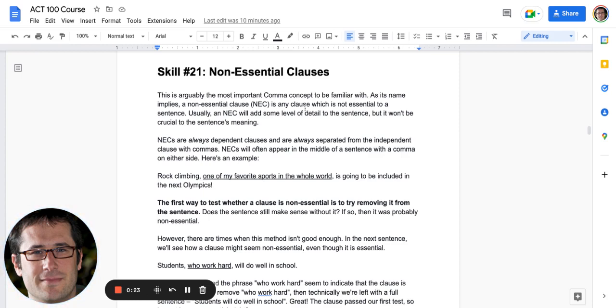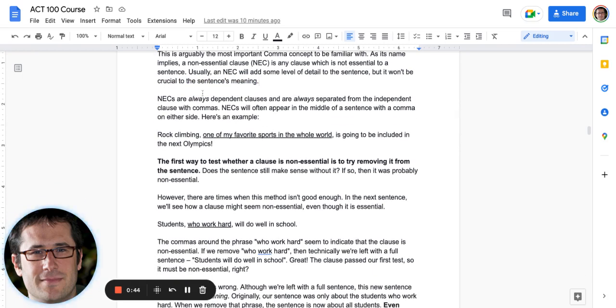So a non-essential clause is a clause which is not essential to the sentence, as the name implies. We're going to call it an NEC for short. It will add a detail, but it won't be crucial to the sentence's meaning. As I said in a previous video, it doesn't mean you should get rid of it. You just don't have to have it there. They're always dependent clauses, and they're always separated from the independent clause with commas.